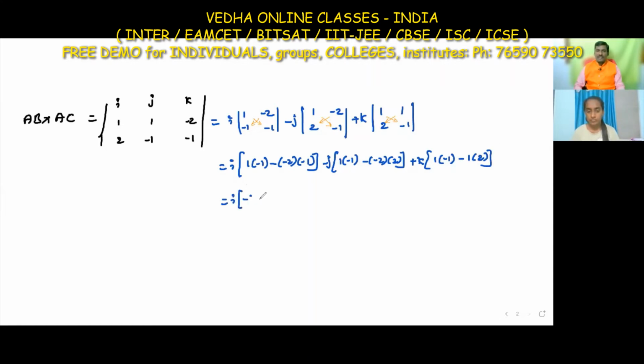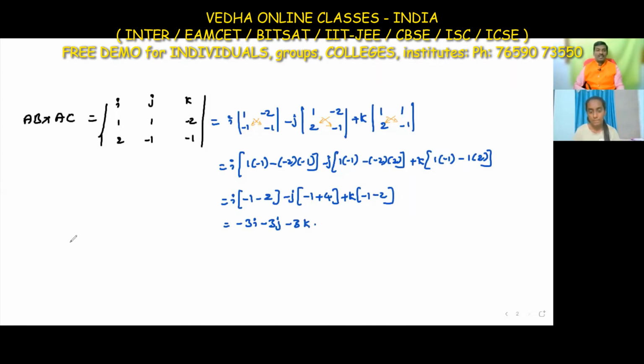I into minus 1 minus 2, which is minus 3. Minus j into minus 1 plus 4, which is 3. Plus k into minus 1 minus 2. So this equals minus 3i minus 3j minus 3k. This is AB cross AC.